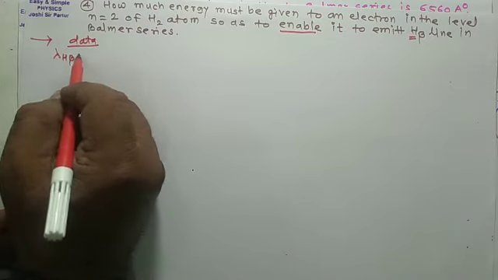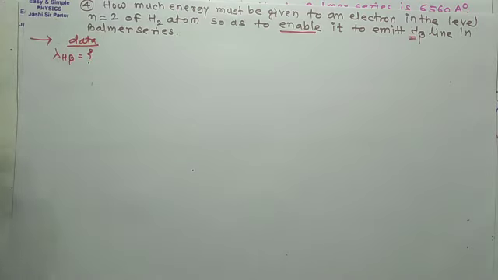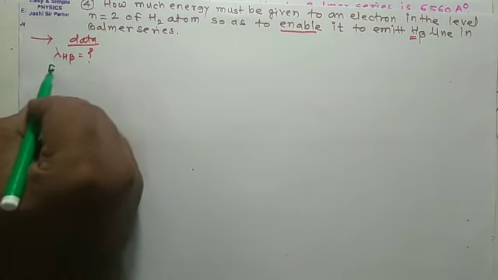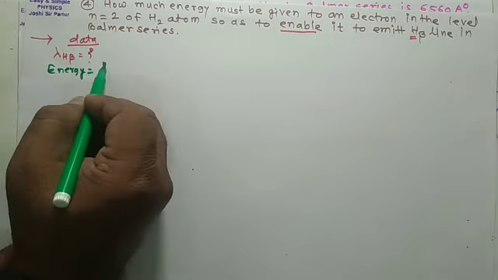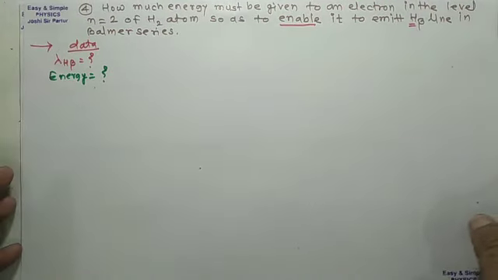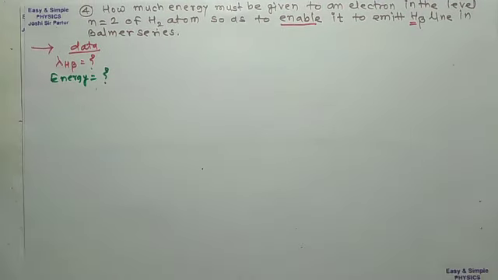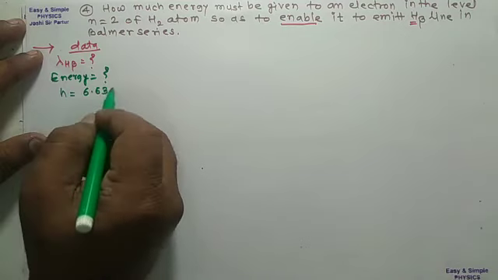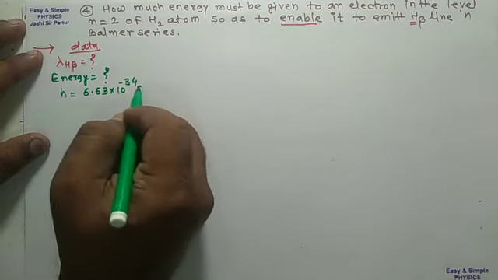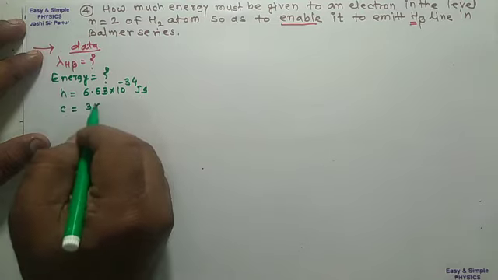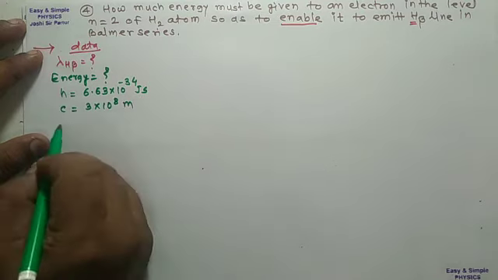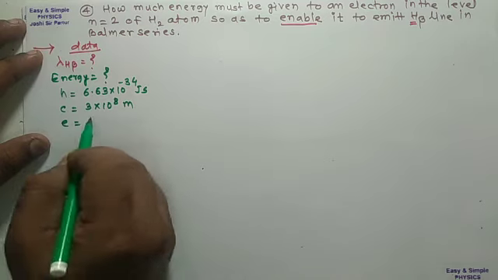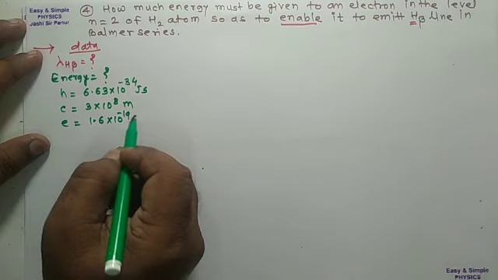The wavelength of the H beta line can be calculated. Then we can find out the energy by using Planck's quantum theory. Here some values of constants are known: h equal to 6.63 into 10 raised to minus 34 joule second, c equal to 3 into 10 raised to 8 meter per second, and e equal to 1.6 into 10 raised to minus 19 coulomb.